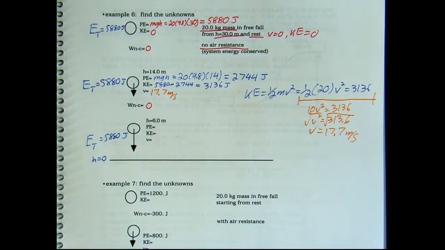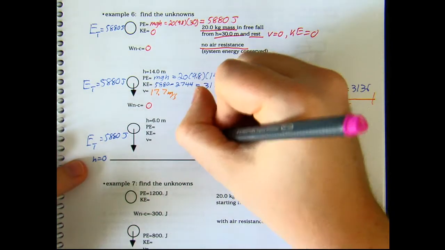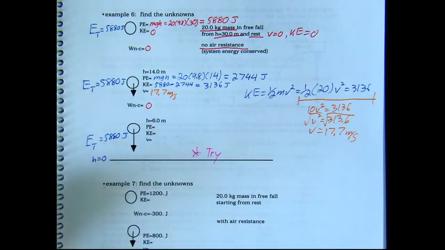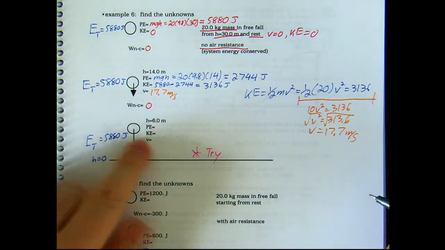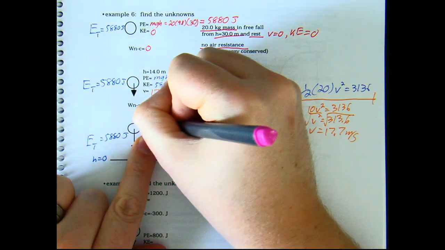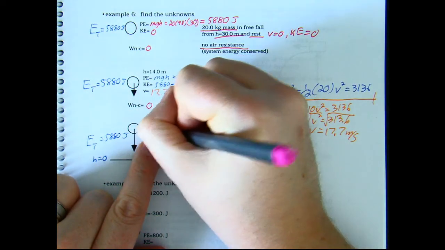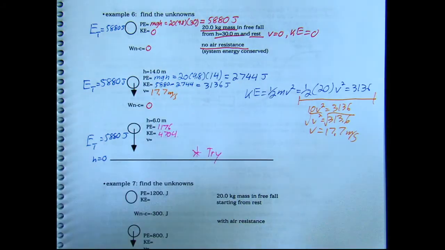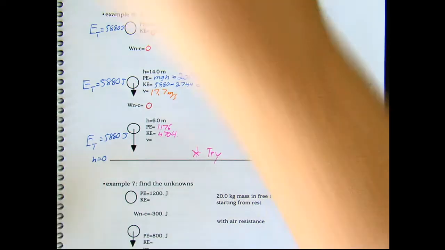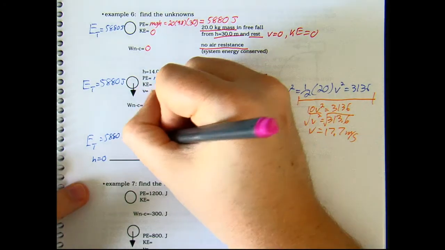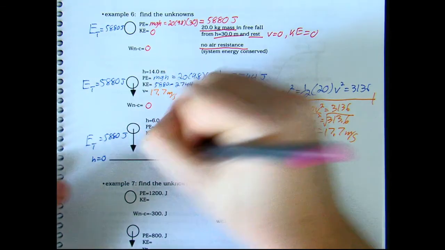The ball is picking up speed as it's falling. Potential energy is being turned into kinetic energy. The same calculations can be done here. I'll leave these for you to try, but I will tell you what they are. The potential energy at 6 meters, you should find it to be 1,176. The kinetic energy you should find to be 4,704. Which means the velocity that you're looking for should be 21.69 meters per second. Give that a shot.